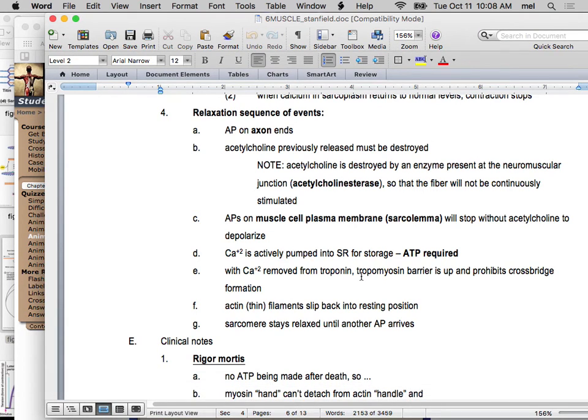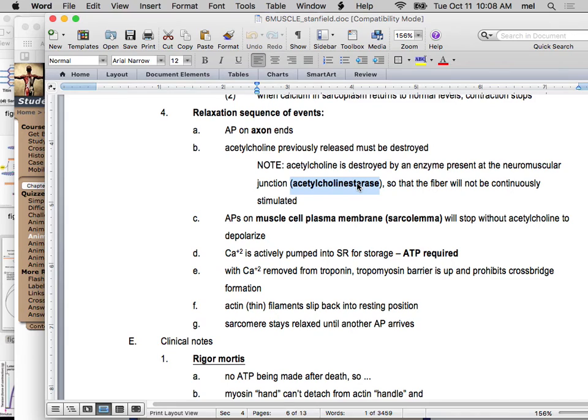So that's the mechanism of removing it from the synapse. Acetylcholinesterase is easy to remember because if you look at the name, it's got the word acetylcholine in it and then the word erase in it, and the only thing between them is a "st." So acetylcholine-st-erase. There you go. Acetylcholinesterase, so that the fiber will not continually be stimulated.